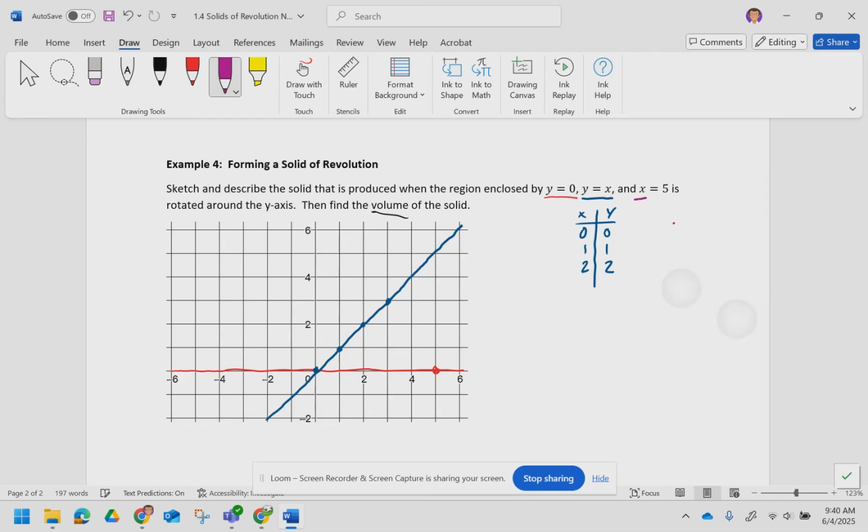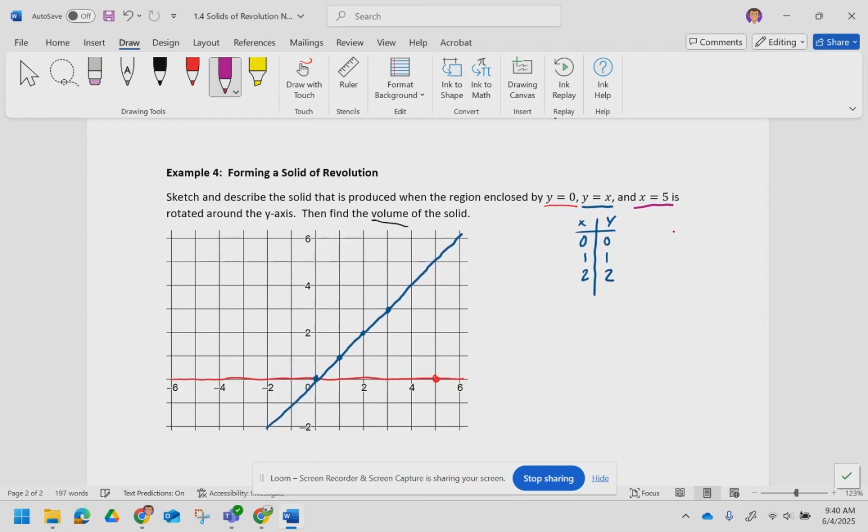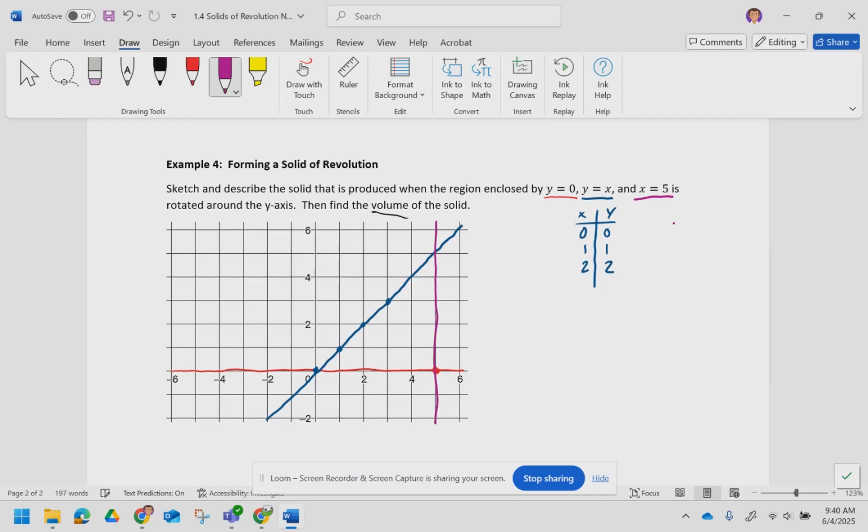All right, finally, x is equal to 5. Well, if y equals 0 is horizontal, x equals 5 is going to be vertical. Think about any point along that line. The x value will always be 5. Y will change, but notice there's no y in that equation. The y values don't matter. What matters is that x equals 5. All right, so we've now got our shape.